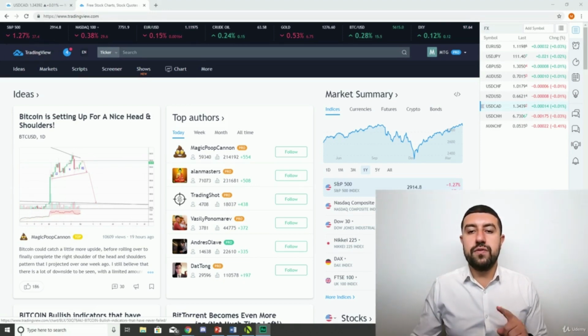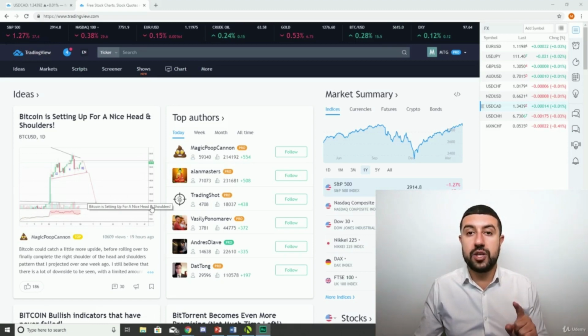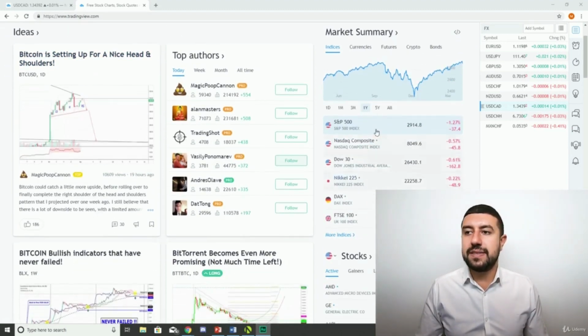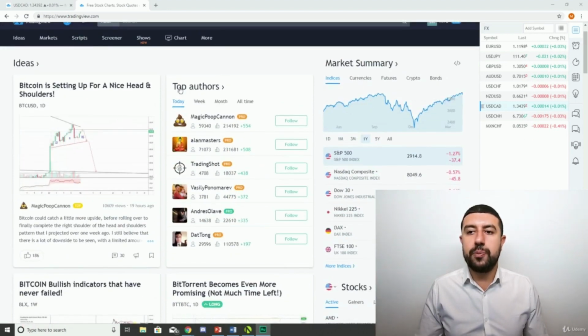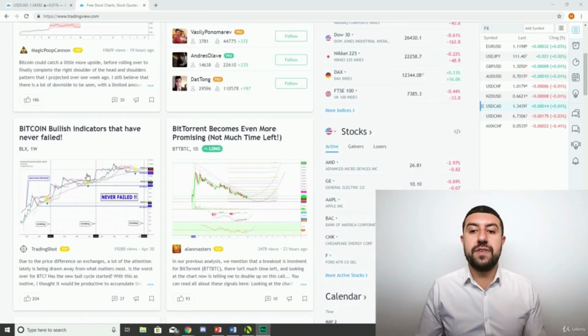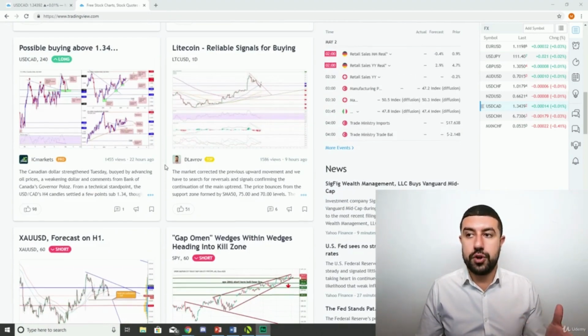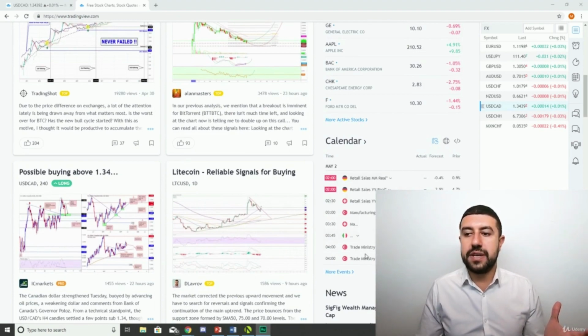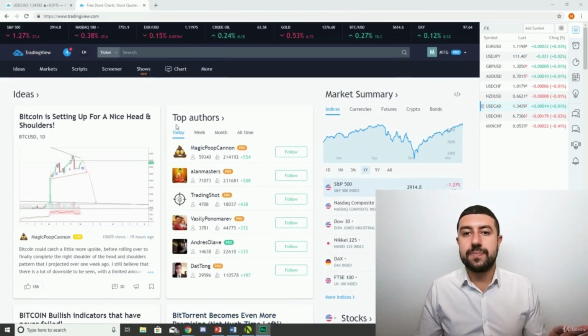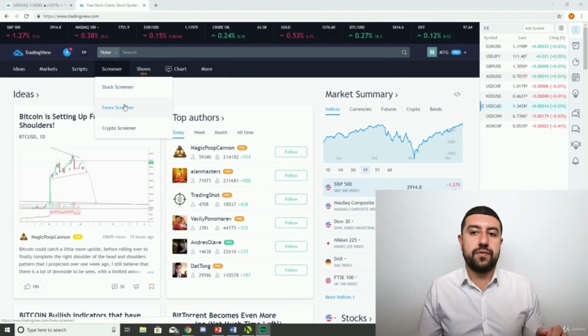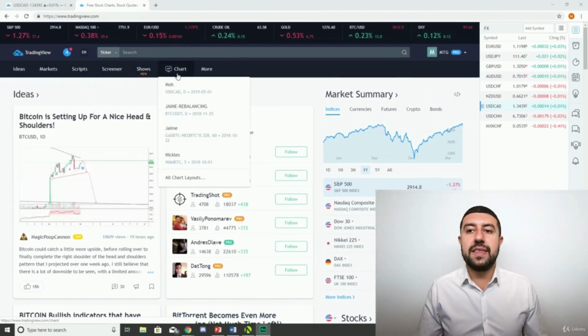That being said, TradingView has a lot of different things that you're going to like as well. When you go on their main page, there's a lot of things that you can see here. You can follow people, there's top authors that you can follow, you can look at their analysis, you can comment, you can read other people's comments. So it's a very good place for you to learn. There's calendars in here, there's a bunch of things. There's screeners, Forex screeners, crypto screeners, there's a bunch of things, and then you have your charting.